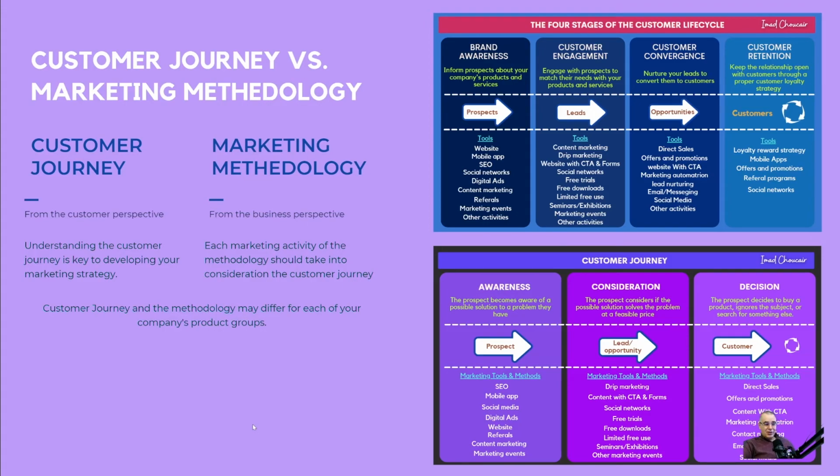And now let's cover the last slide in chapter 4, which is about how the 4 stages of the customer life cycle integrate with the customer journey. The customer journey is from the customer perspective, whereas the marketing methodology is from the business perspective. So understanding the customer journey is key to developing your marketing strategy, because here you understand your buyer personas, and then you develop how you will handle prospects and establish brand awareness, customer engagement, customer conversion, and customer retention, by understanding the problems your customers might have, talking to them in their language, tackling their problems, and driving them to consider you by showing the value proposition that your products or services give.